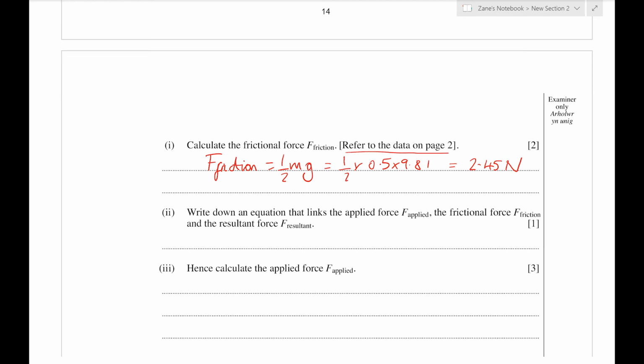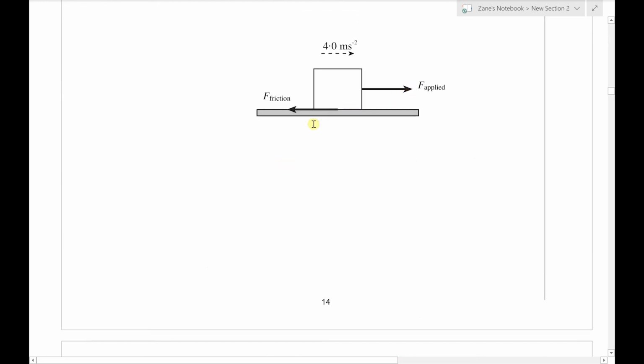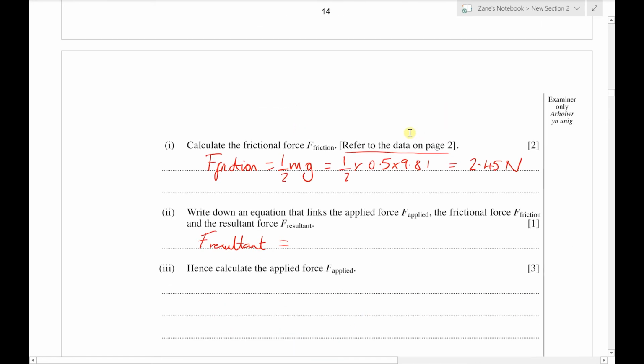Next part, we've got to write down an equation that links the applied force, the frictional force, and the resultant force. Now the resultant force is just basically the total of the forces acting on the object. But as we can see in the diagram, the applied and the frictional forces are acting in opposite directions, so we're going to take those forces away. And F applied must be bigger than F friction because the object is accelerating to the right. So we're just going to write this as F resultant equals F applied minus F friction.